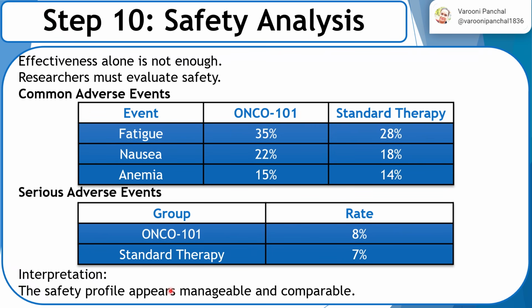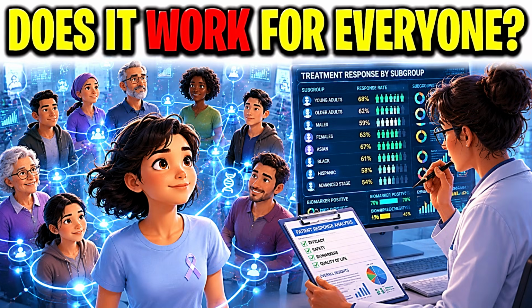That is why the safety profile appears manageable and comparable. So that is how you need to analyze these numbers. Does it work for everyone? Everyone meaning across all groups and across all subgroups.